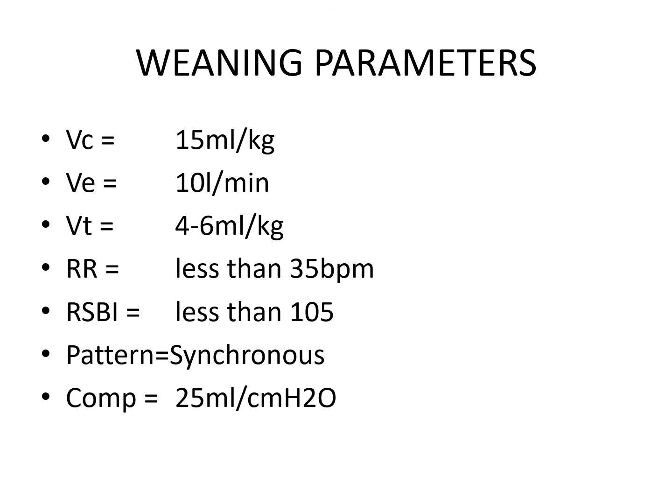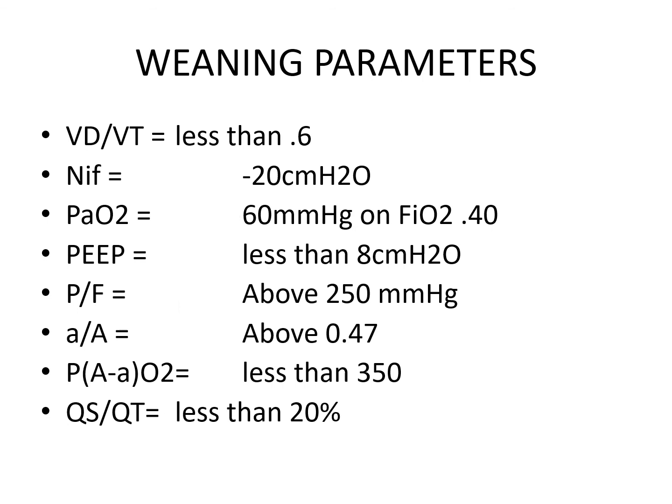Some of the other numbers that we look at are dead space. Dead space tidal volume ratio, we'd like to have that less than 0.6. For sure, a NIF of at least -20, so the higher the number, the better. A PaO2 of at least 60 on 40%. PEEP less than 8. I mean, that's in the book. It says actually 5 to 8. I prefer less, like 6, 7.